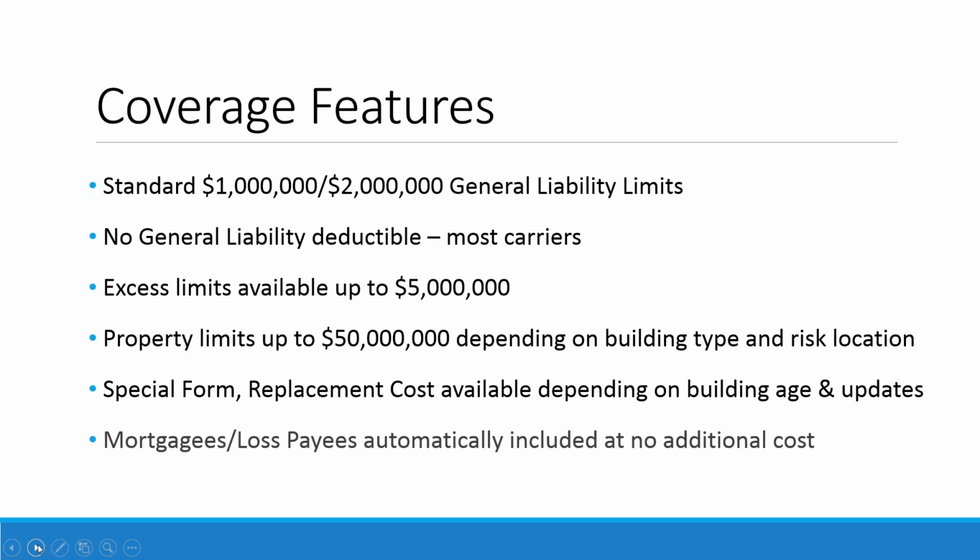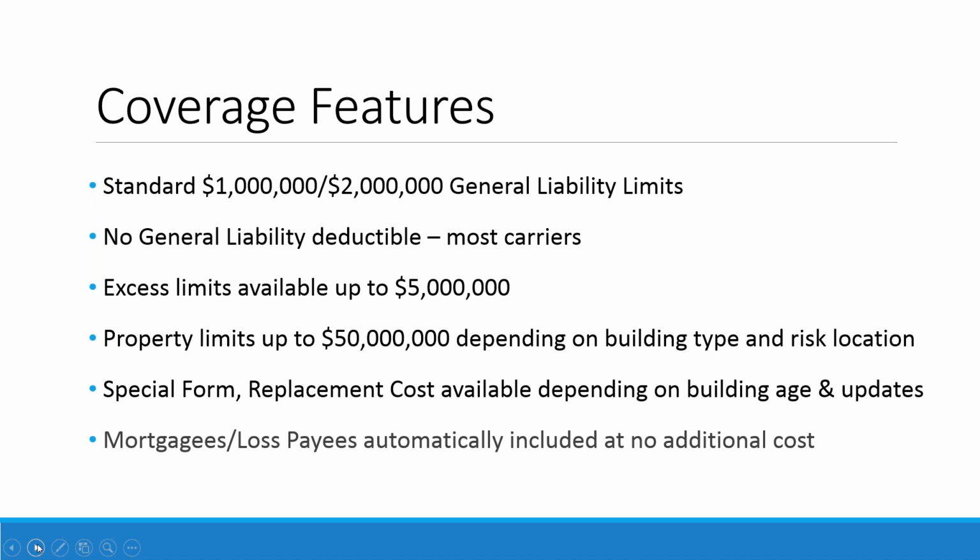So if we can't offer special form replacement cost, we can definitely look at offering basic ACV with some of our markets, depending on if that's something the insured is okay with, or you don't have another option, and at this point they don't know if there are confirmed updates or not. So that is something to look for.